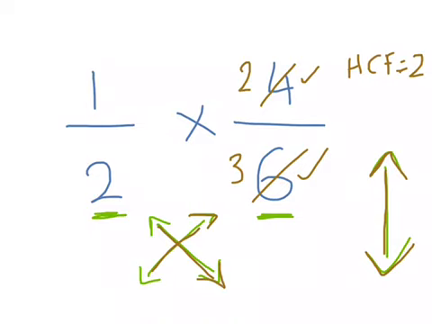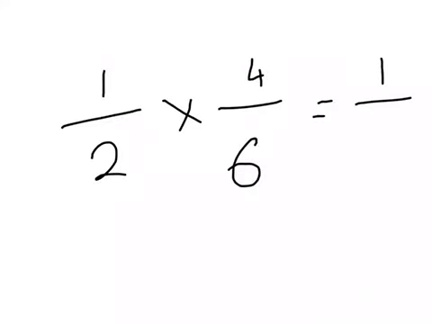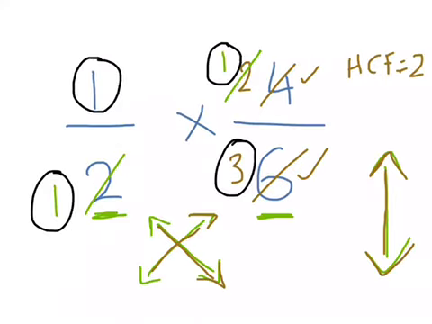Over here we've got diagonally. We've got a 2 over here, and a 2 goes into 2 once, and 2 goes into 2 once. So looking at the final numbers that we've got left, we've got 1 times 1, so top times top, and at the bottom we've got 1 times 3. So my final answer is going to be 1 over 3. So we had a half multiplied by 4 over 6, and you would get 1 over 3 from our simplifying.